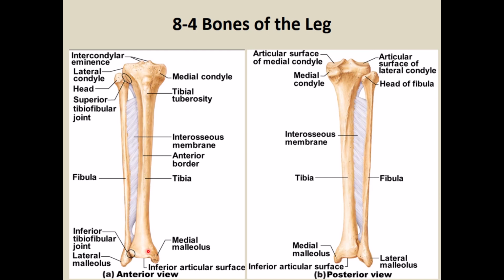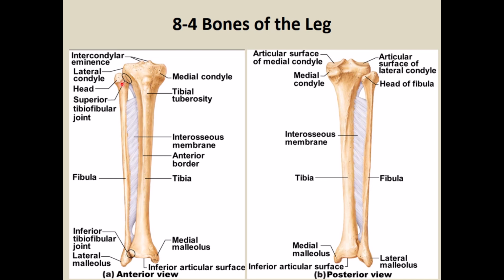has this structure, which is called the medial malleolus. If you touch your ankle area, there is some bony prominence on the medial side. That's the medial malleolus that belongs to the tibia. There is also an articular surface here, and that articulates with the talus, which I will show you in a minute.